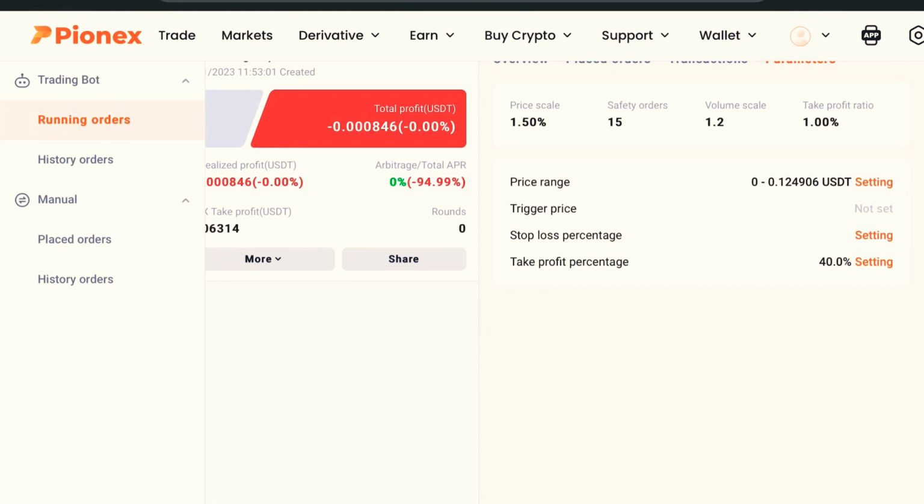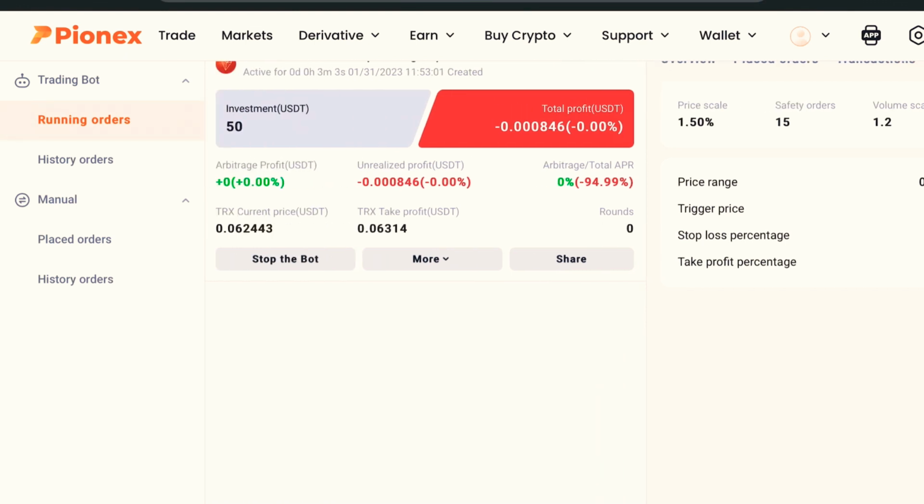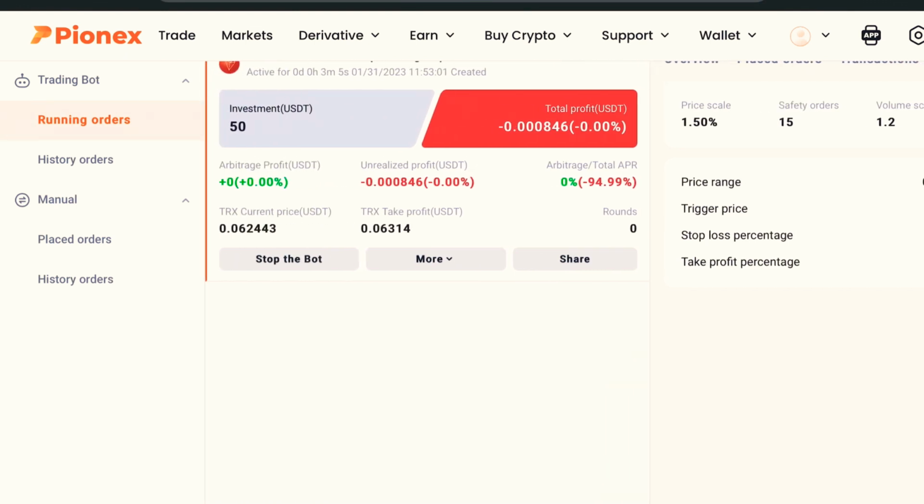Don't set a stop loss. Make sure that you don't set a stop loss. Now your bot is running. Now keep an eye on it.